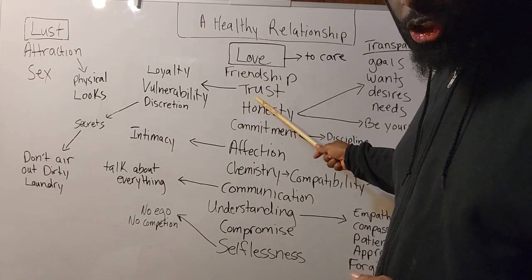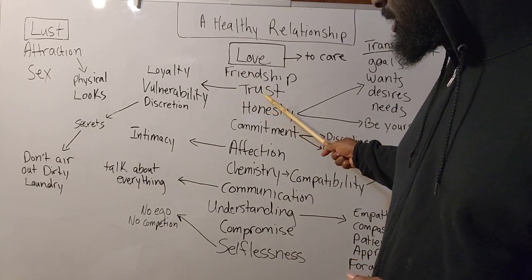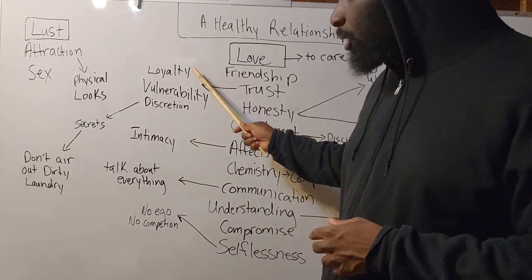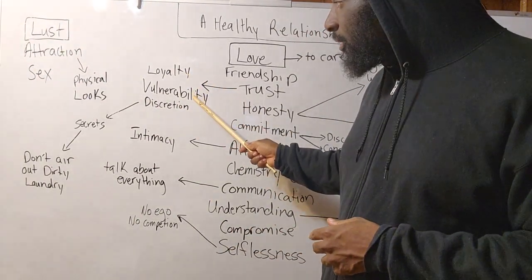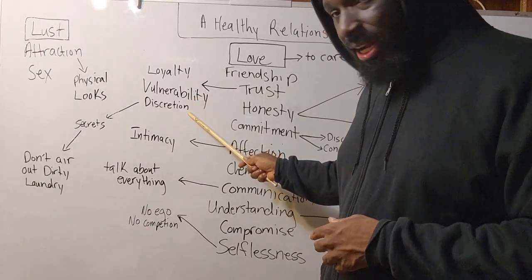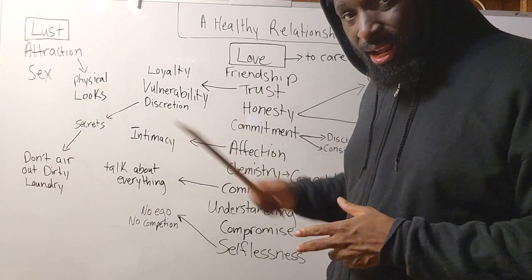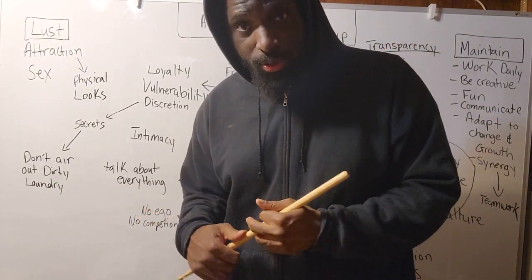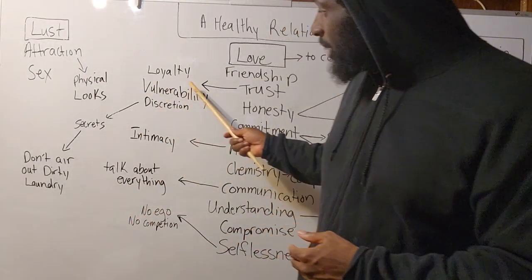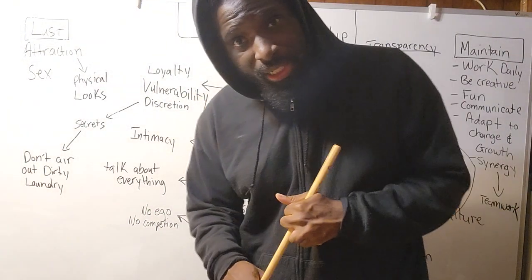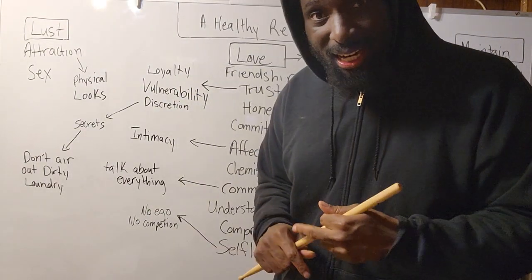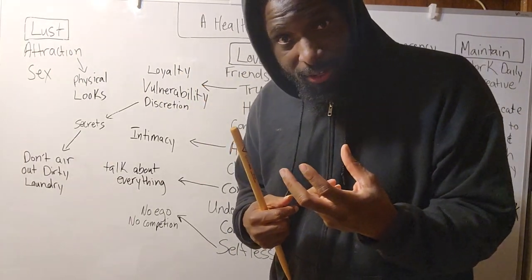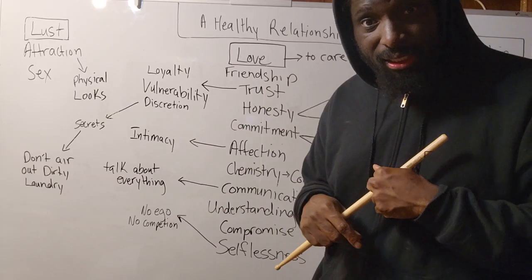The second part is trust. When most people talk about trust, they refer to loyalty, vulnerability, and discretion. I have to be able to trust you. Are you loyal? Vulnerability: do you know the definition? If you look it up, it says having the possibility to get hurt. That's what vulnerability is.